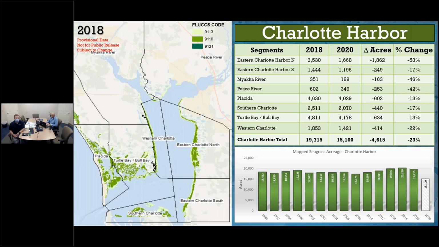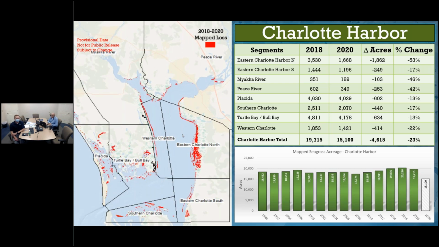And again, this is the 2018 map, and you can see where the bulk of the loss occurred. If we switch over to the loss map showing those red areas where we've reported a mapped loss from 18 to 20, a large part of that is focused on the east wall. That's not to say that we haven't seen significant losses elsewhere. The western wall also saw quite a bit of loss, 22%, which is about 400 acres. Most of that loss was a retreat along the deep edge. That red line essentially represents the deep edge.